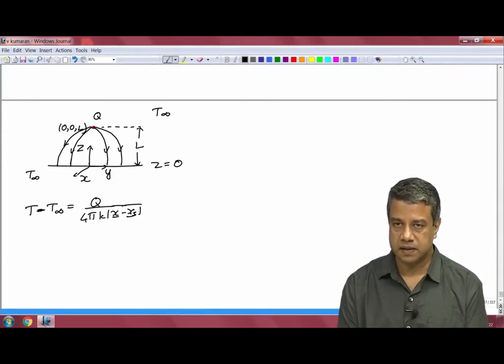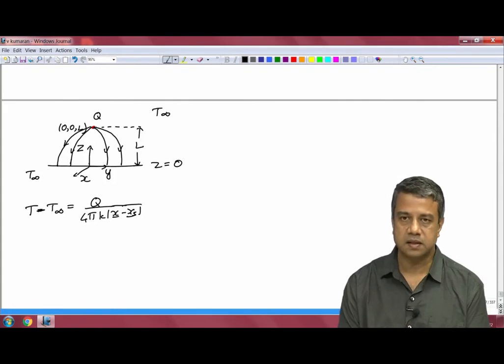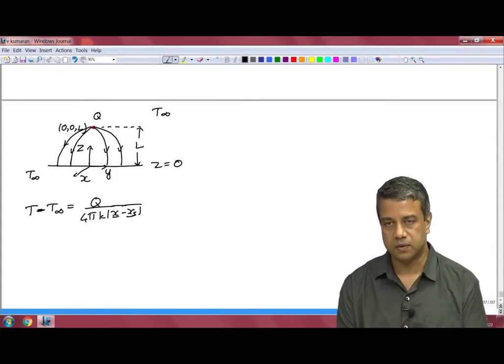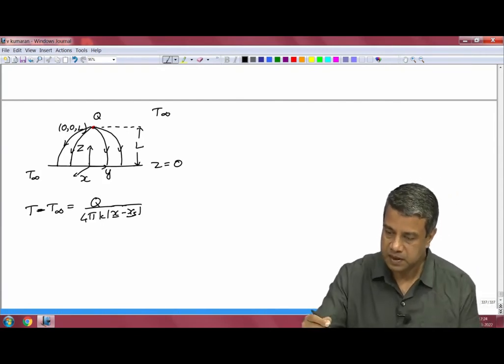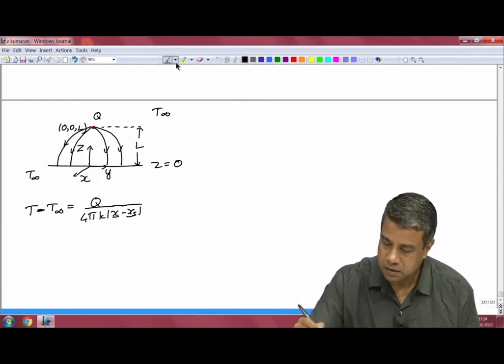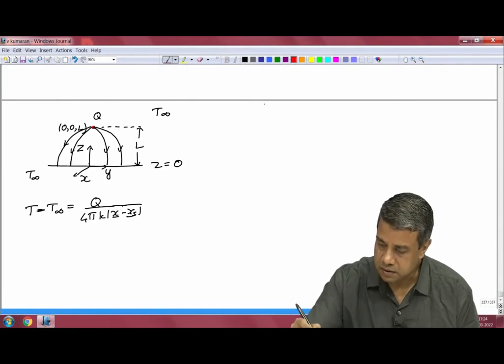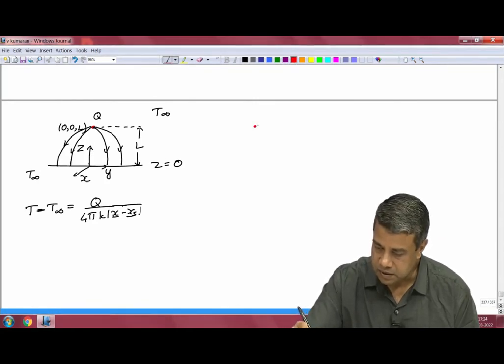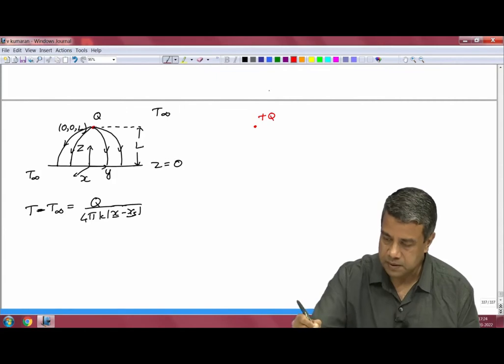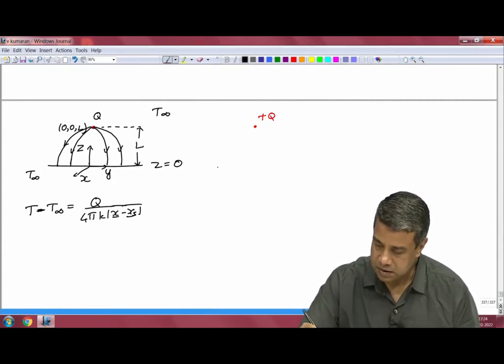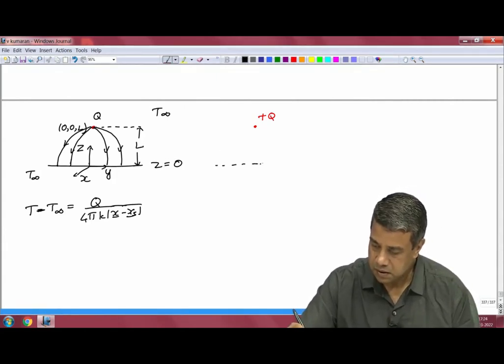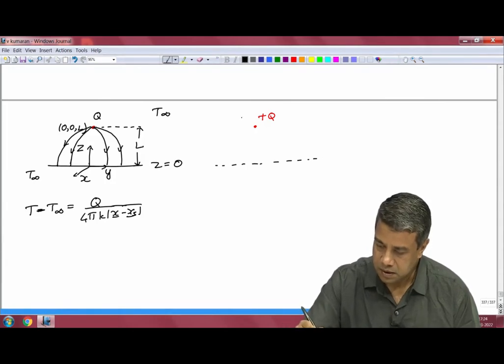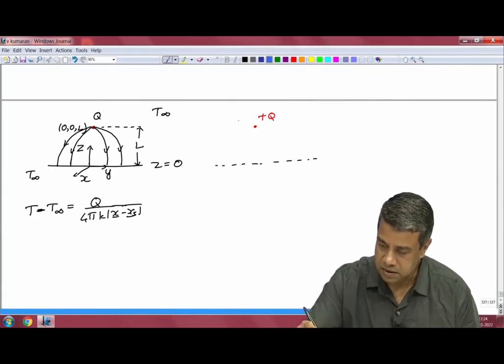How do we satisfy these conditions? I will just show you visually how it is satisfied, and then I will tell you what the solution is. I have the source here, plus q, at the source location xs.